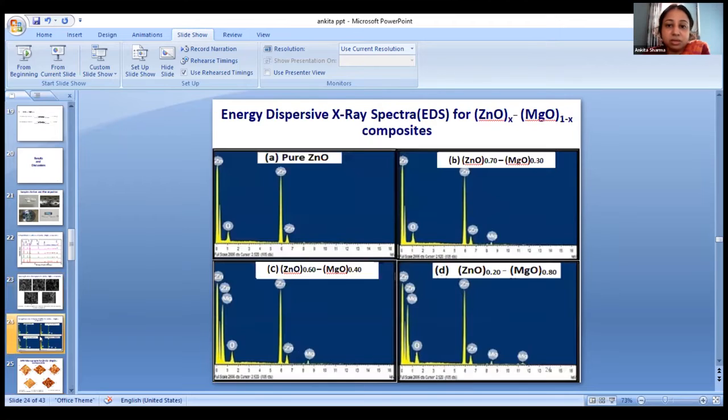Now, this is the result of EDS. In this, we will see what all elements are present in our thin film. Like we can see that zinc is present, oxygen is present, and magnesium is present. And we also see that no other element was present during the study.